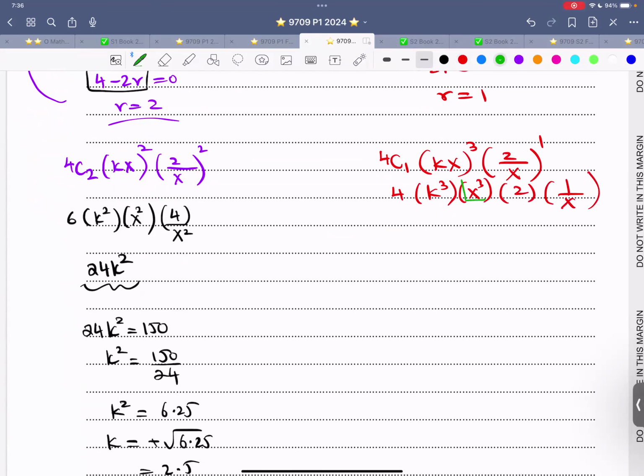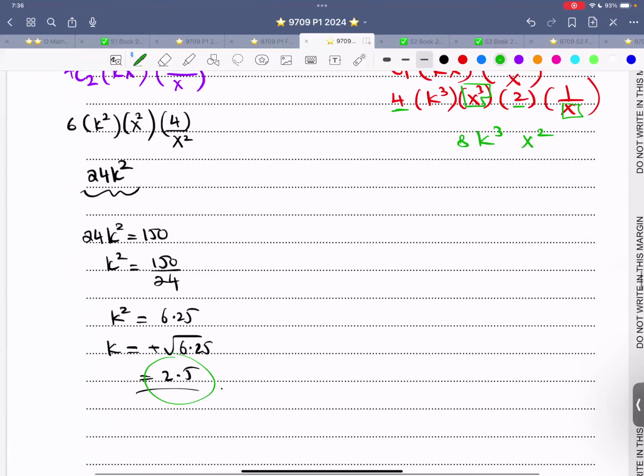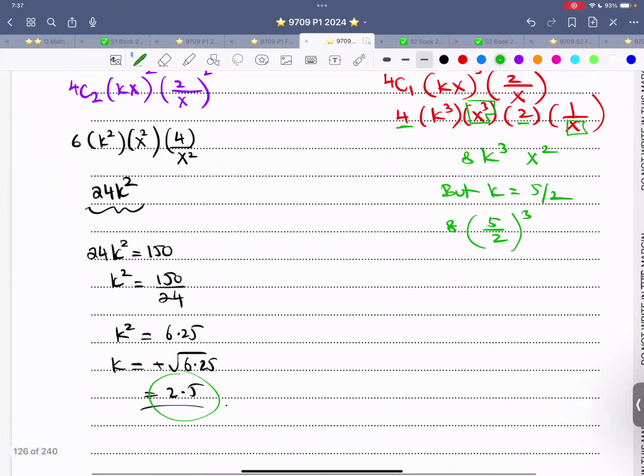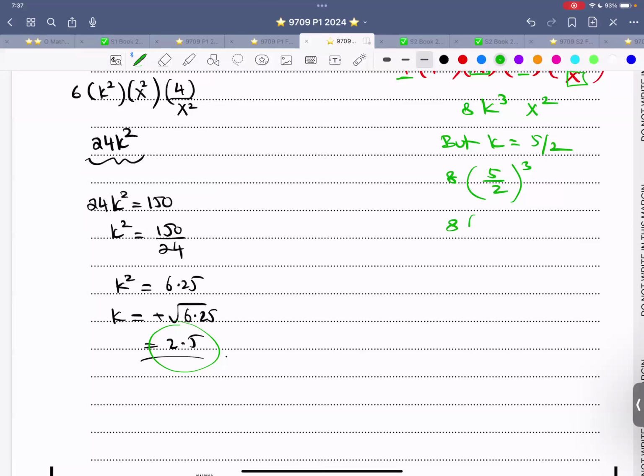No harm in double checking. This is x cubed over x, that is x squared. And this is 4 into 2 is 8k cubed. But what is k? k is 2.5, or 5 over 2. That's a good way of writing it. 8 into (5/2) whole cubed. That is the coefficient they're asking, the coefficient of x squared. 8, 125, 2 cubed is 8.